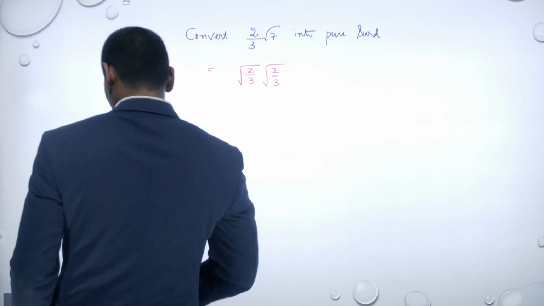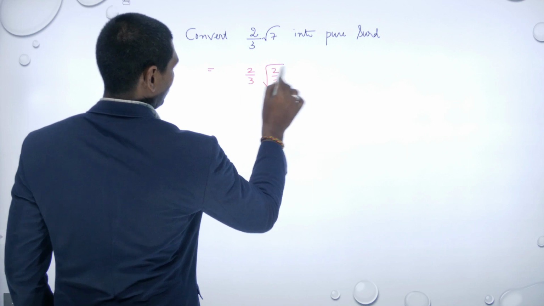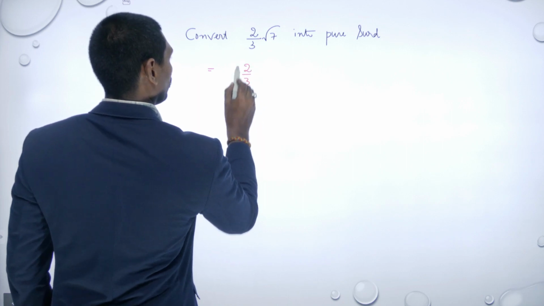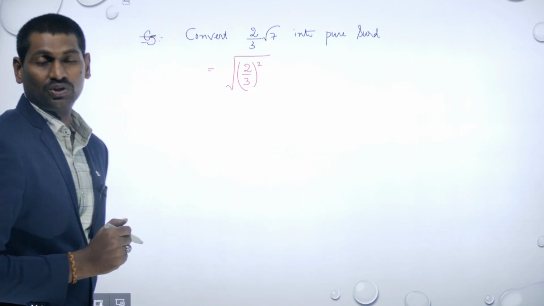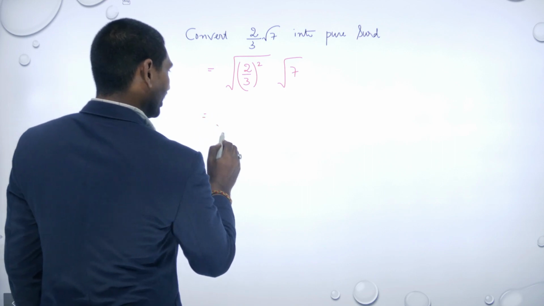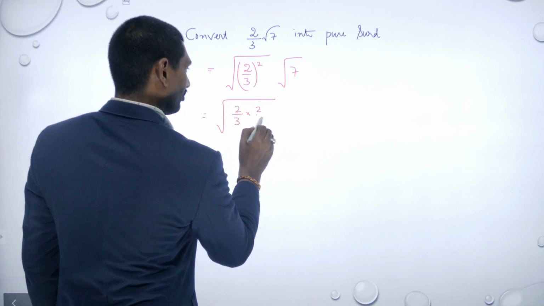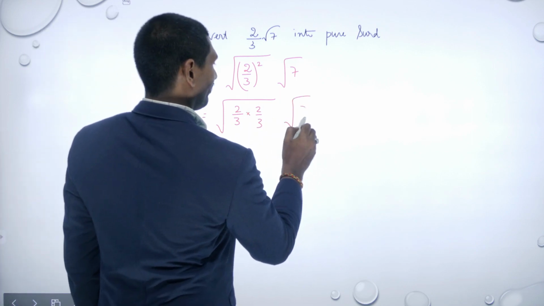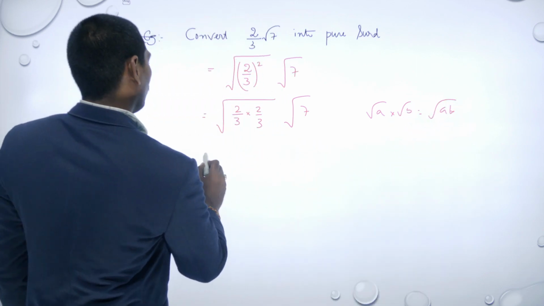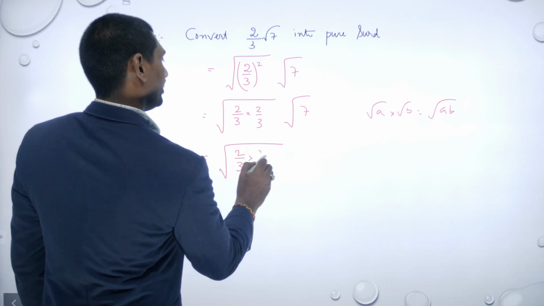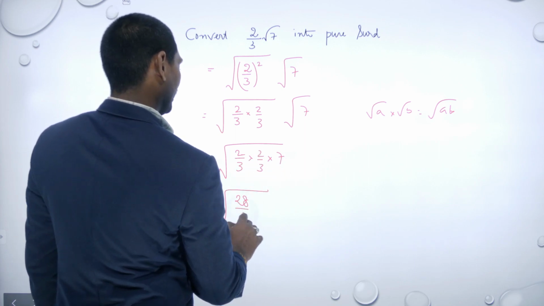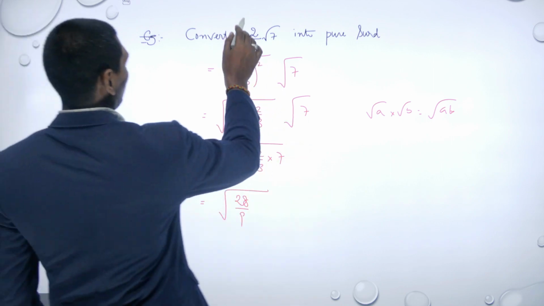Yes. Or else, for understanding this one, I can write it as (2/3)² under root, the whole square under root. Square root can be cancelled. We can write like this, right? Now in the next step we can write it as root of 2/3 into root of 2/3 into root 7. As we discussed, root A into root B is nothing but root of AB. Same way, 2/3 into 2/3 into 7, which is nothing but 2 into 2, 4, 4 sevens, 28 by 9. This is the entire form of this pure surd.